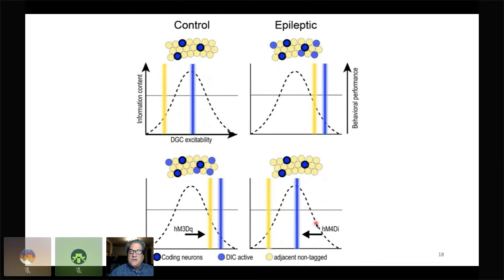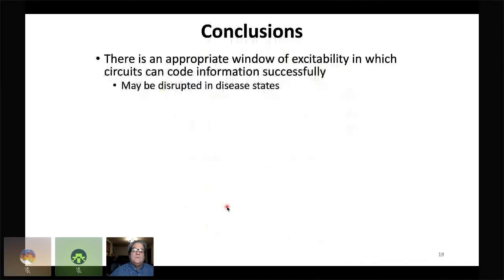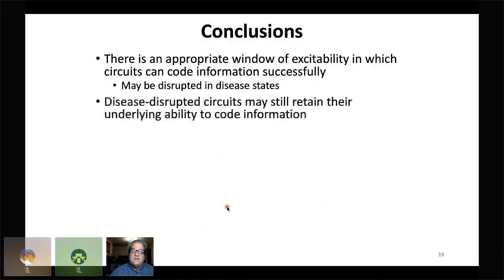And when we take the DREADDs and we push these networks back to more normal behavior, we can make the coding network reemerge, slide to the left in terms of excitability, and we can make the non-coding network slide to the left as well and become quiescent, and function can emerge. In contrast, if we activate the background network with hM3Dq, we can lose function and make the network non-functional. So to conclude, there's an appropriate window of excitability in which these circuits can code information, and that's critical, and this is disrupted in disease states.